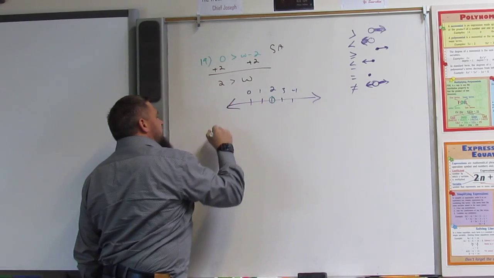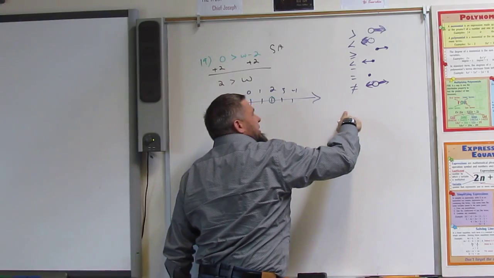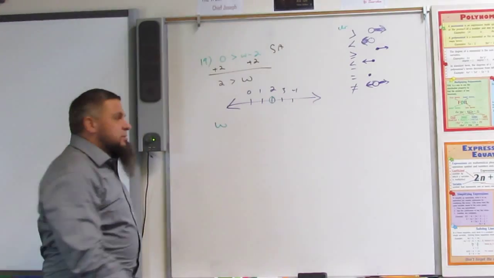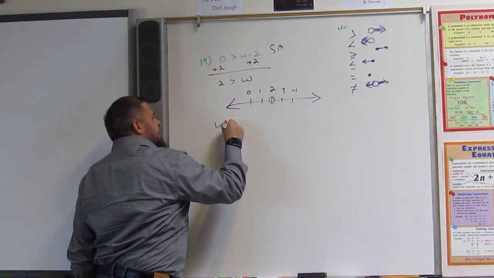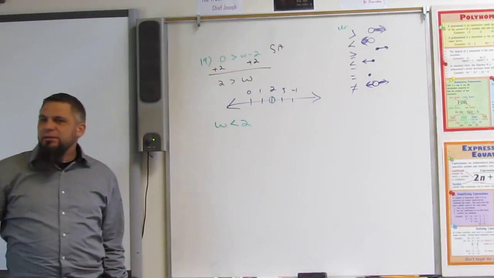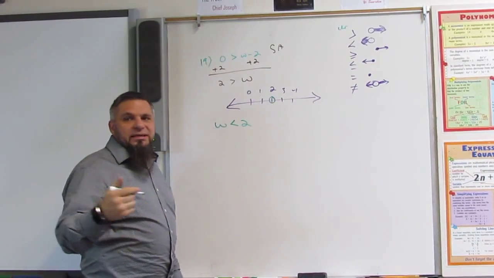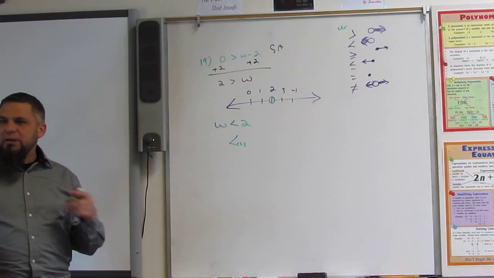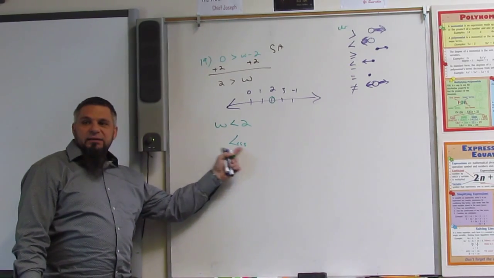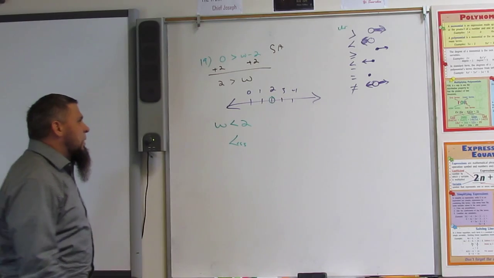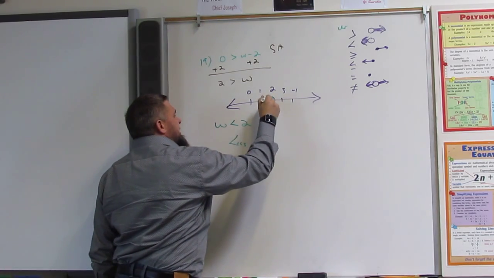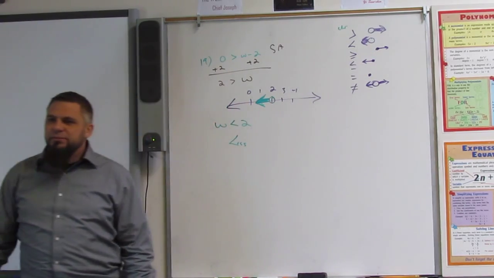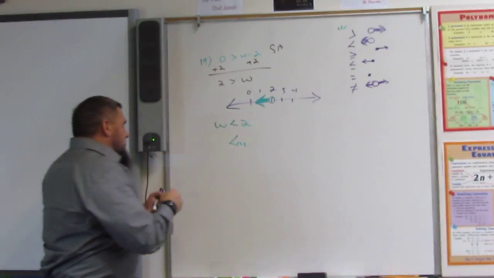Because typically this only works if the variable is on this side. So in this case, w is less than 2. Less than. Another way to remember less than is you can write the word less, and it makes sense. So if w is less than, it's going to go this direction. Now it holds true to what I set up here. So it does matter where your variable is.